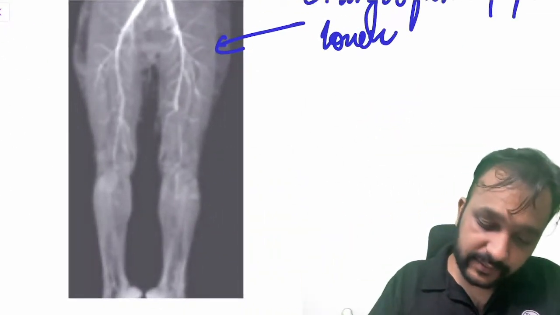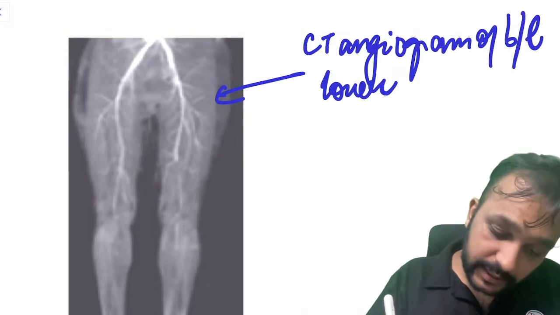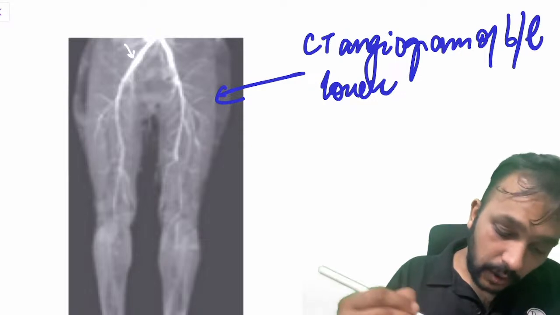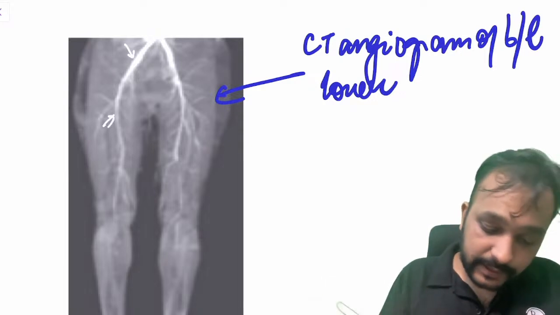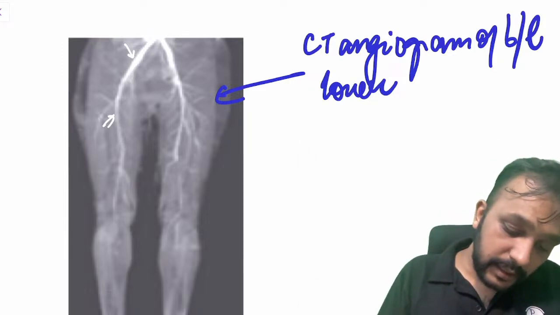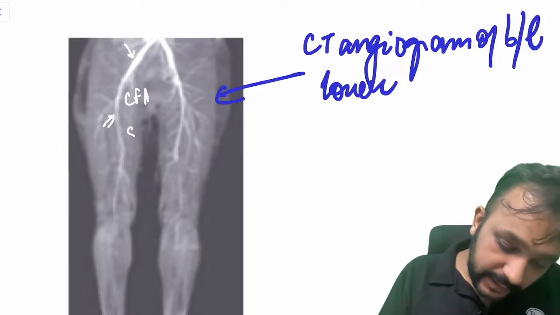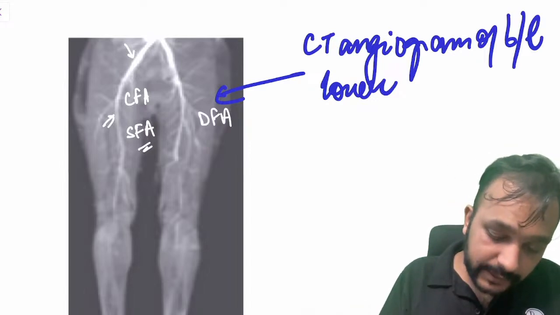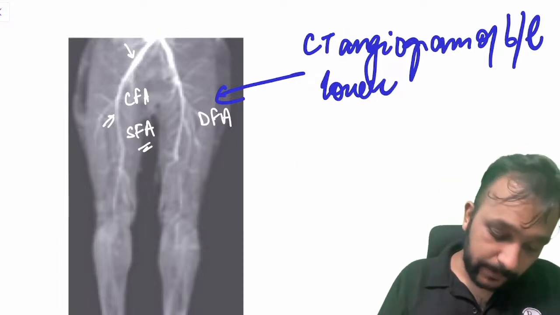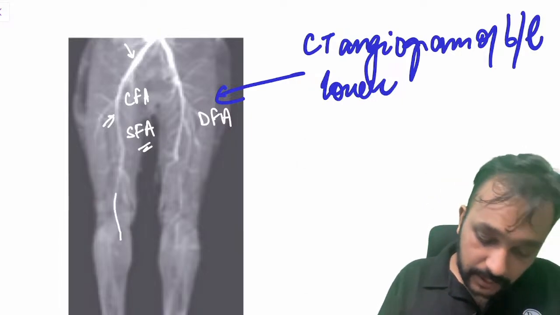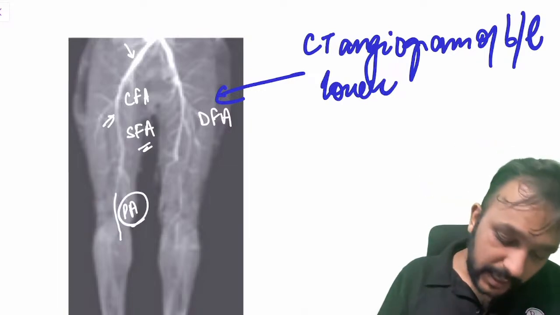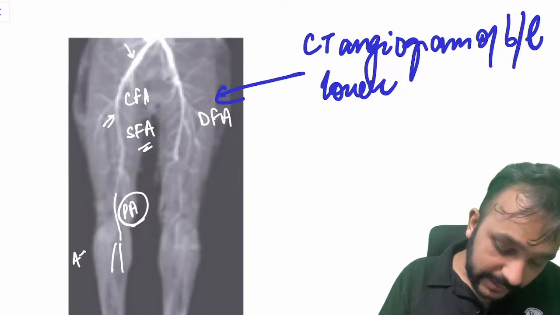If you look at the vessels, so guys, let me just label the vessels for you. This is the common iliac artery. Then this common iliac artery continues as common femoral artery. Then common femoral artery divides into two, that is the deep femoral artery and superficial femoral artery. Then this superficial femoral artery continues as popliteal artery. This popliteal artery divides into two, that is your anterior tibial and posterior tibial artery.